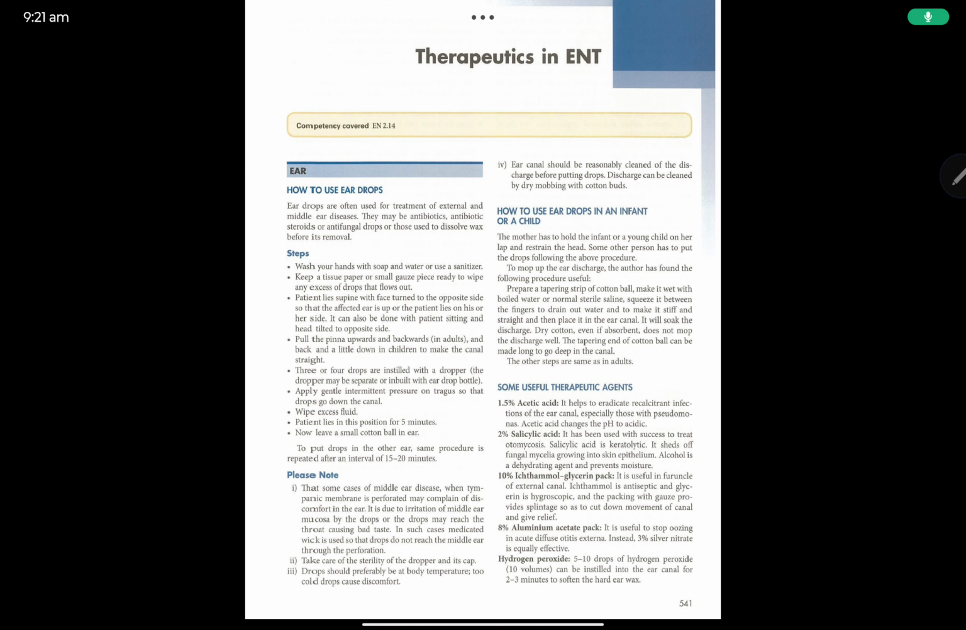Therapeutics in ENT by P L Dhingra. Ear. How to use eardrops.